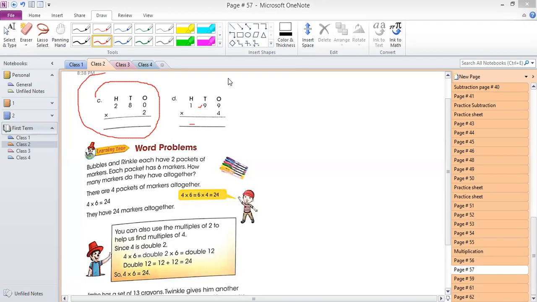Abdul Muhid. Yes, sir. 280 multiplied by 2. 0, 2s are 0. Write 0 here. Now, 8, 2s are 16. Write 6. Carry 1. Now, 2, 2s are 4. And 4 plus 1 equals 5. So the answer is 560. That's very good. Thank you.